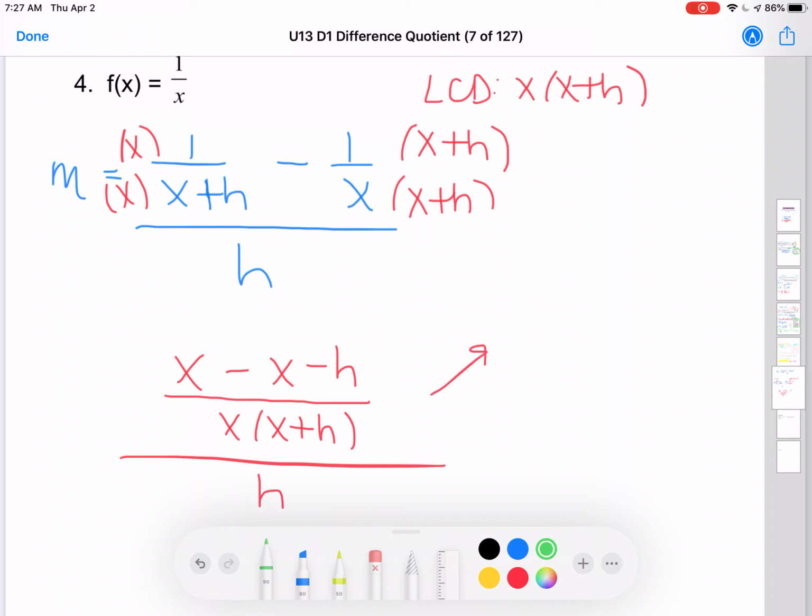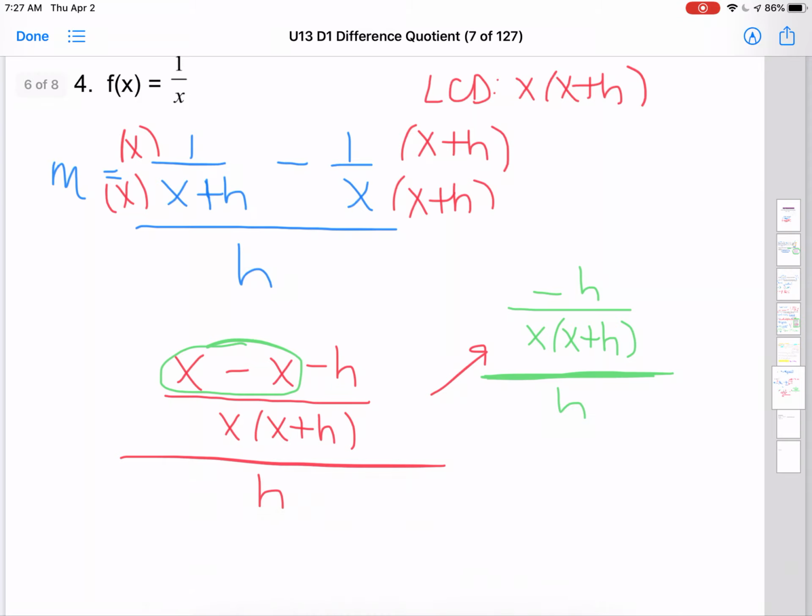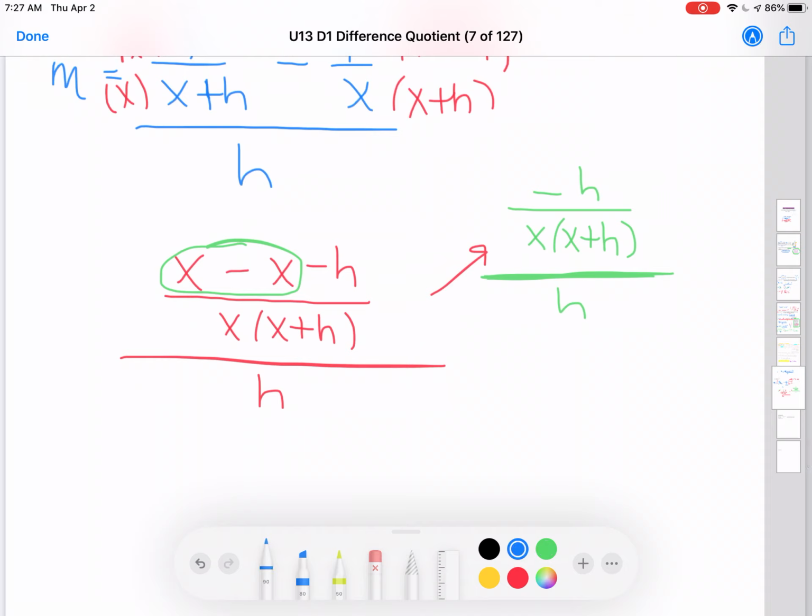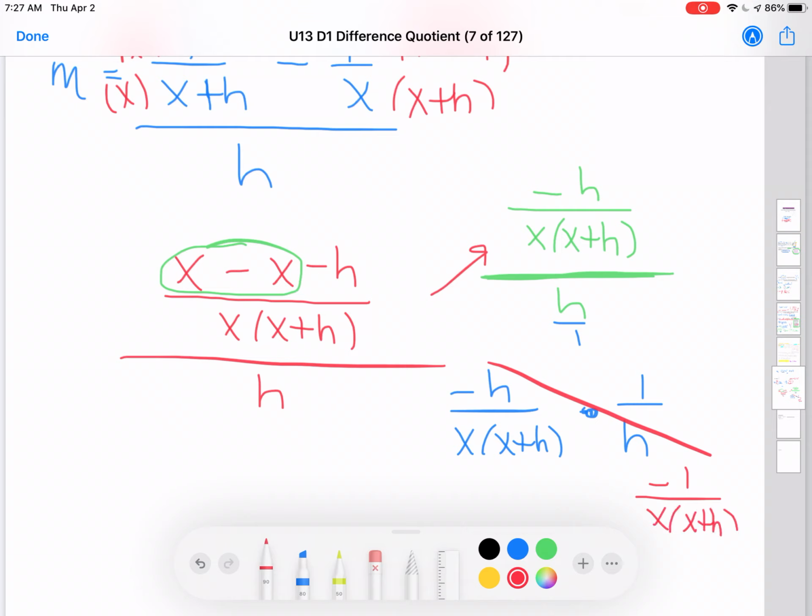Okay, let's simplify. So these guys are gone. So I'm left with negative h over x plus h, all over h. And now here's where you could do a little top bottom, but we really didn't need to make the chart because it's not so complicated. So keep the top and multiply by the reciprocal of the bottom. Now remember, this is h over 1, so the reciprocal is 1 over h. The h's are gone, and I'm left with negative 1 over x times x plus h, and this is my slope machine. Okay, this will allow us in the future to find the slope of a tangent line of 1 over x at any given x value.